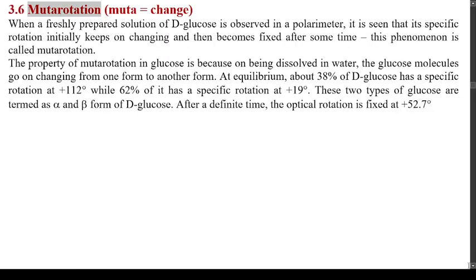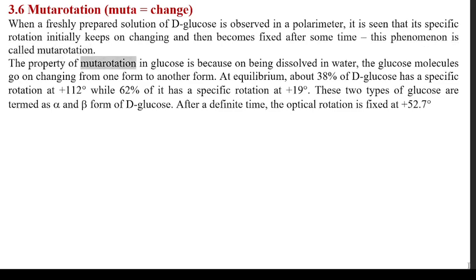3.6 Mutarotation, muta equals change. When a freshly prepared solution of D-glucose is observed in a polarimeter, it is seen that its specific rotation initially keeps on changing and then becomes fixed after some time. This phenomenon is called mutarotation.